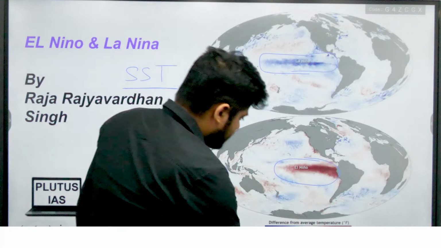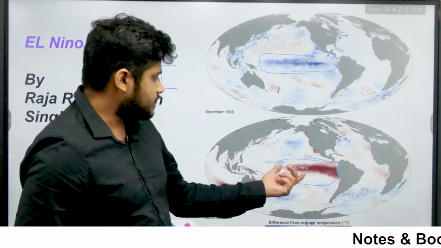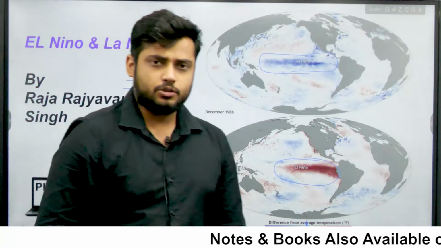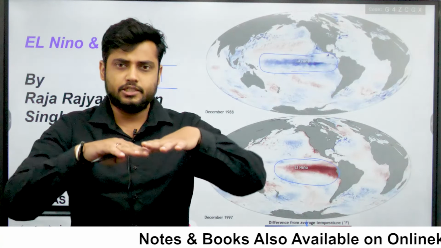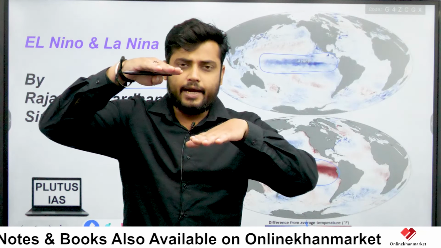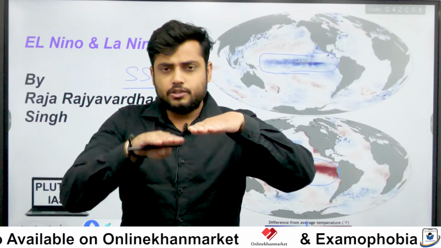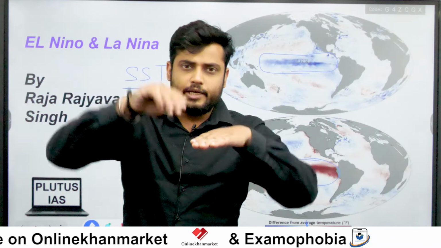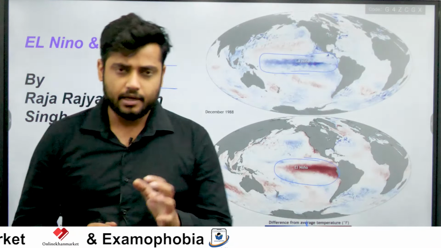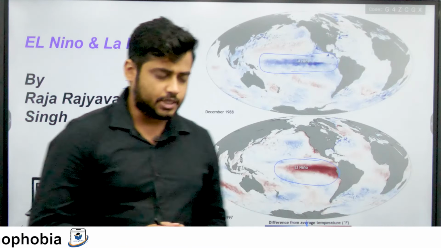So in one case, the sea surface temperature is less than the average, and in the other case, in El Nino, the sea surface temperature is more than the average value. So say, if this is the normal level, in case of El Nino, temperature rises by a certain amount, and in case of La Nina, the temperature decreases by a certain amount. So below the normal value and above the normal value, this is the main thing in case of El Nino and La Nina.